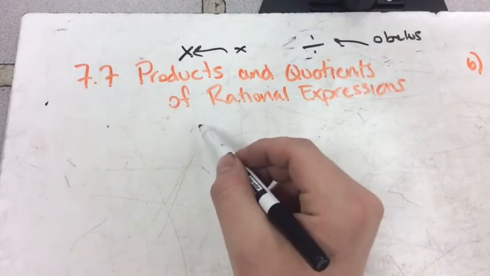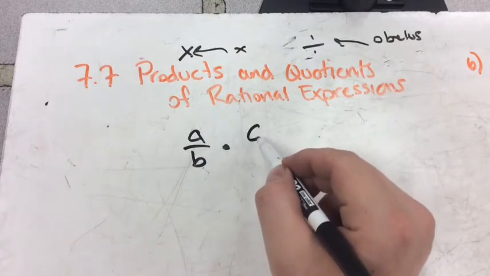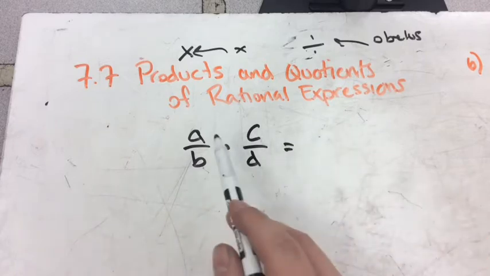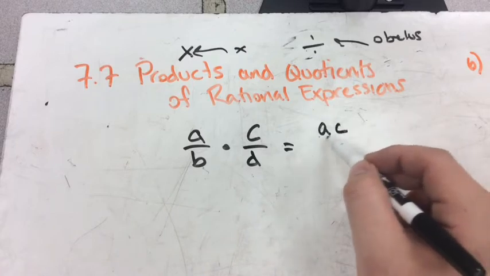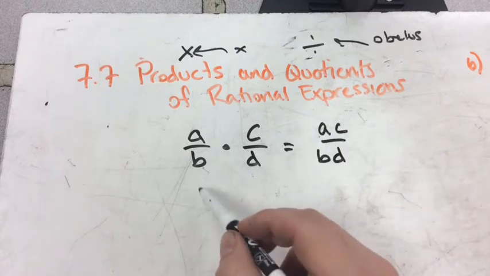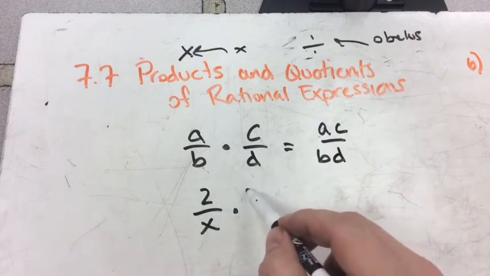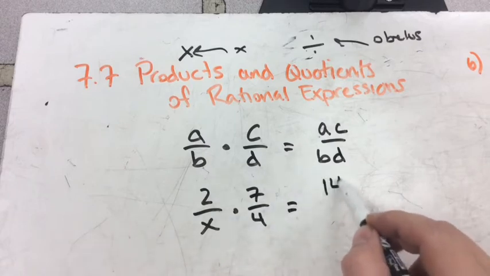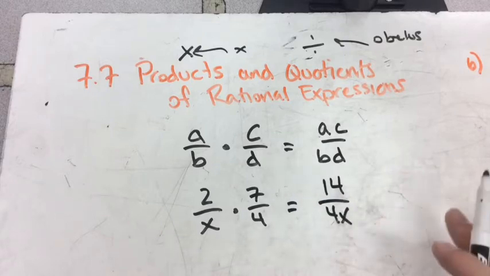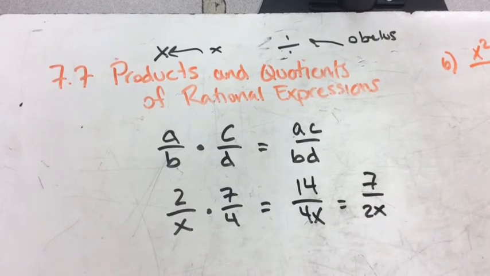So products and quotients of rational expressions. Pretty much what we're dealing with is multiplying fractions and dividing fractions. So when we multiply fractions, we can just multiply straight across. So a over b times c over d, we can just turn this into ac over bd. If I was to do this with real numbers, say 2 over x times 7 over 4, this equals 14 over 4x. Of course, we could simplify this by dividing by 2, which would be 7 over 2x. That's what we mean by products of rational expressions.